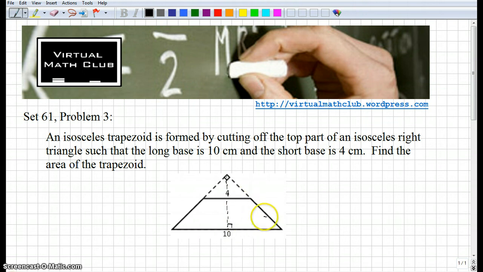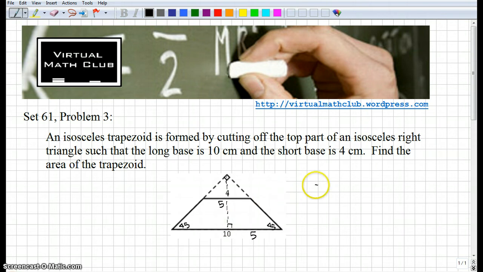And if it's an isosceles right triangle to begin with, then this is 45 degrees, and this is 45 degrees. So when I split it in half, I also get another isosceles right triangle. If I look at just this half of the triangle, this is 5, and since isosceles right triangles have legs of the same length, we know that the altitude of the original isosceles right triangle is 5.